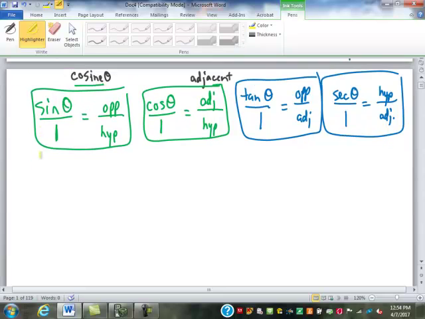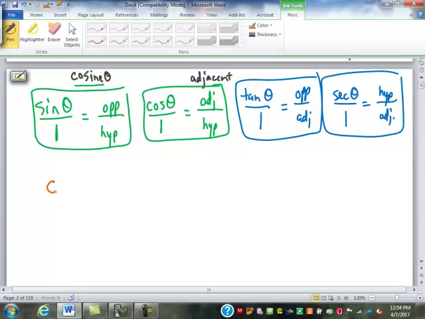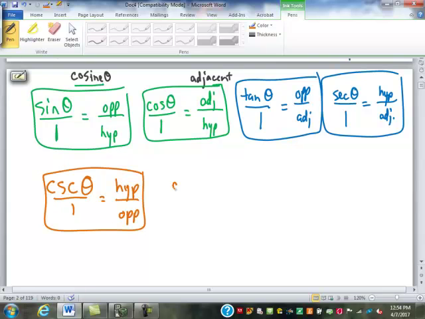Now there's 2 that I did not name yet, and I'm just going to give those to you. Cosecant, CSC, is the abbreviation, and that is equal to the length of the hypotenuse over the length of the opposite side. And then there's cotangent, which is equal to the length of the adjacent side divided by the length of the opposite side.